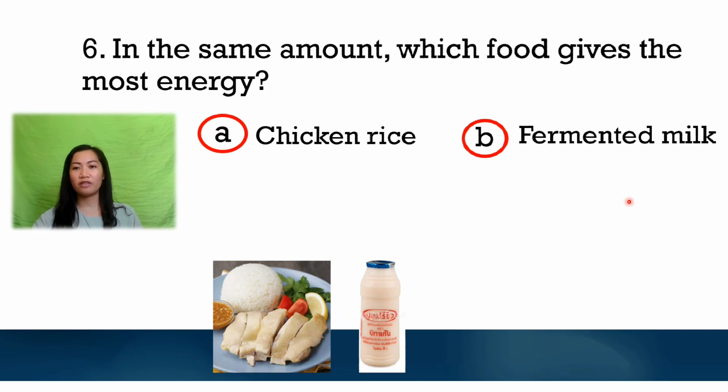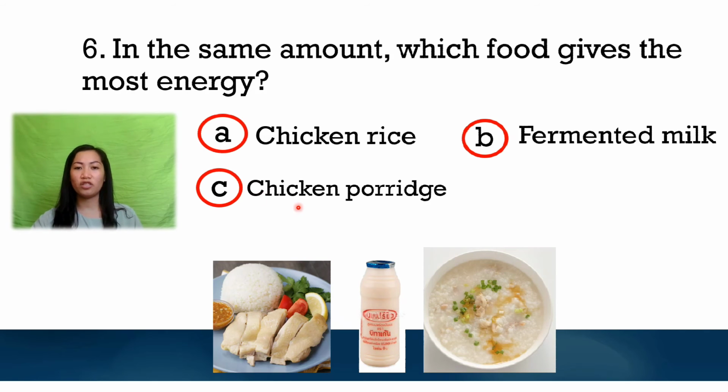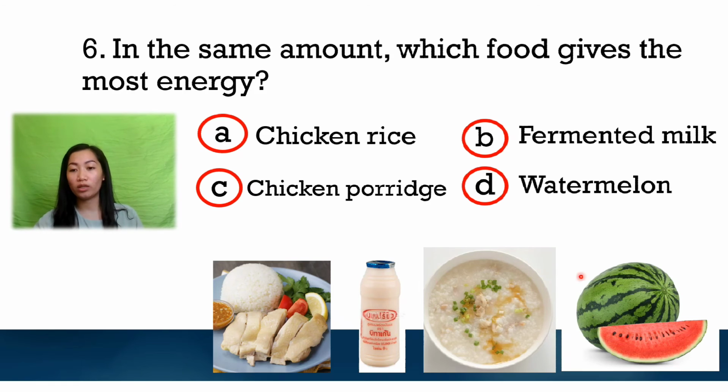Letter B, is it the fermented milk? Letter C, is it the chicken porridge? Letter D, is it the watermelon? Again, you are asked which of this group of food gives the most energy. Of course, all of them are giving energy, but which is the one giving the most energy? Which of these four?